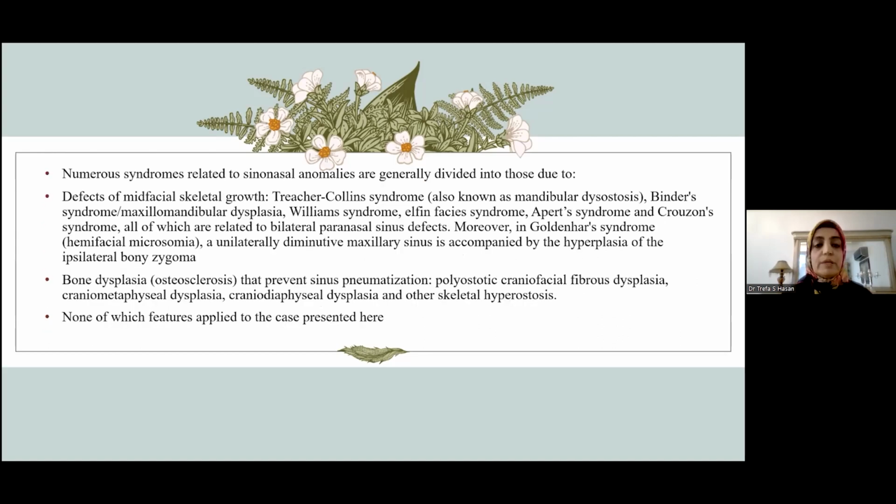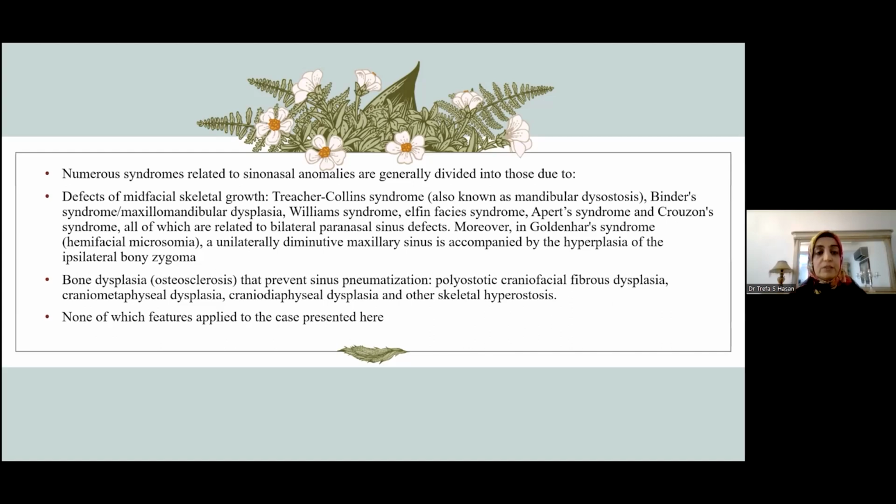And there are numerous syndromes mentioned in the literature which are associated with anomalies and abnormality in the sinonasal region, which can be broadly divided into two categories. Those due to defect of midfacial skeletal growth, for instance, Richter-Collins syndrome, which is also known as mandibular dysostosis, Bender's syndrome, which is also known as maxillomandibular dysplasia, Williams syndrome, elephant facies syndrome, Apert syndrome, and Crouzon syndrome. All of these syndromes are associated with bilateral paranasal sinus defect. Moreover, Goldenhar syndrome, which is also known as hemifacial microsomia, is a unilateral syndrome associated with unilateral diminutive maxillary sinus, accompanied by hypoplasia of the ipsilateral bony zygoma. So in this syndrome, it is unilateral.